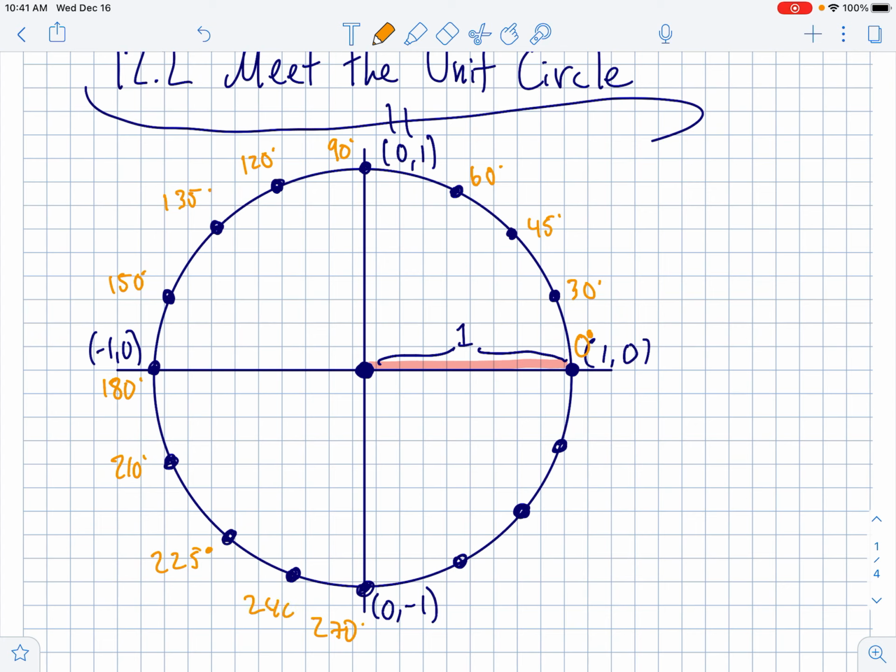225 degrees, which means this is 240 degrees. Then 45 past 270, that means this is going to be 315. Sorry, I skipped one in a weird order. That means this is 300, and this is 330 degrees. Oh, and then all the way back around is 360 degrees.